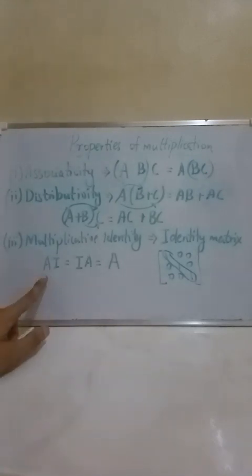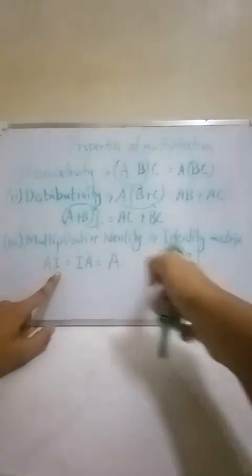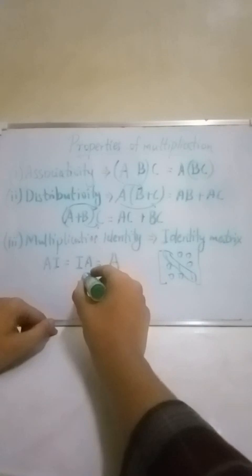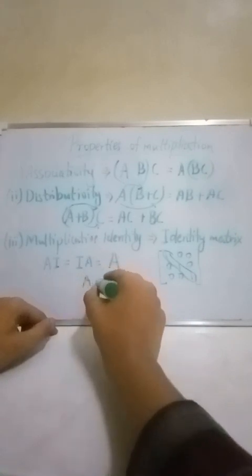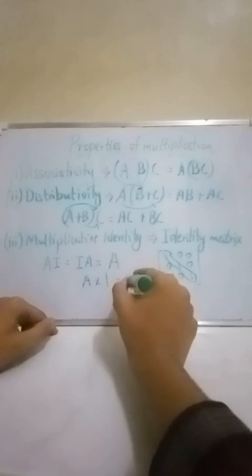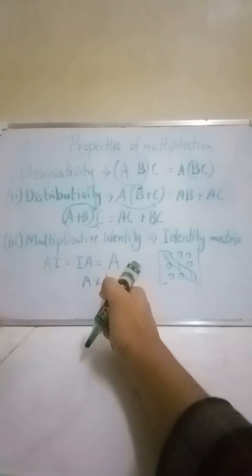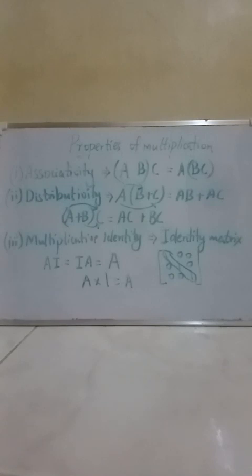So if you multiply any matrix with the identity matrix, you will get the same matrix. Like with any number, if you multiply any number A times 1, you will get A, right? The same number. So this identity matrix has the same function as the number 1. So when you multiply any matrix with the identity matrix, you will get the same matrix. That is the multiplicative identity.